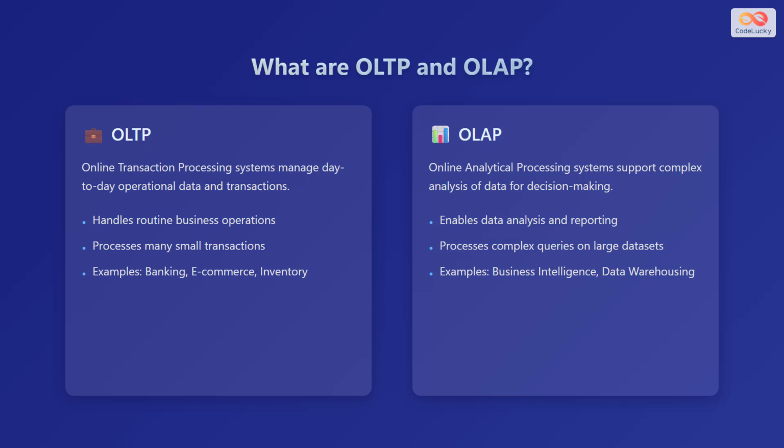Online analytical processing, or OLAP, systems, on the other hand, are designed to support complex analysis of data for decision-making. They enable data analysis and reporting, and process complex queries on large data sets. Common examples of OLAP systems are business intelligence tools and data warehousing solutions.